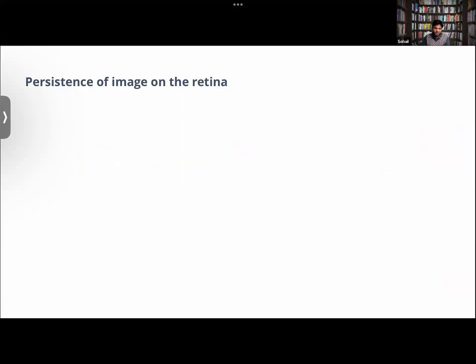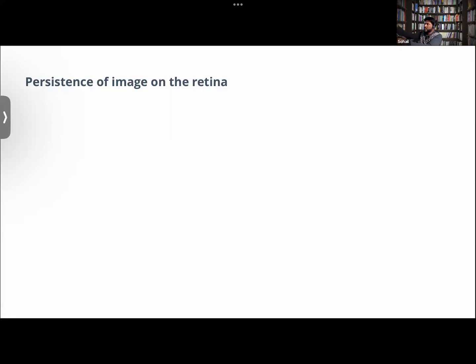Next thing we are going to talk about is persistence of image on the retina. If you look at a very bright object and then you close your eyes, the image of the object will remain in your eyes for a very, very short duration of time, a very tiny fraction of time. It is 1/16th of a second.